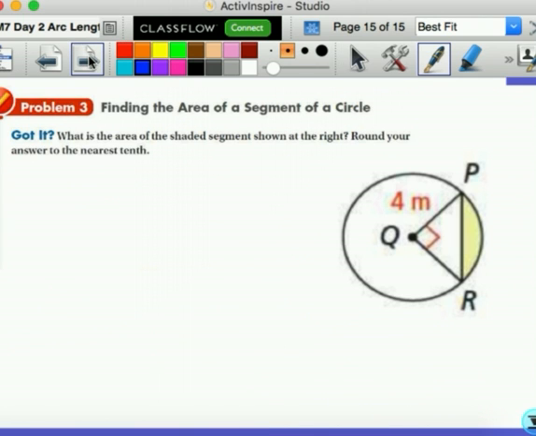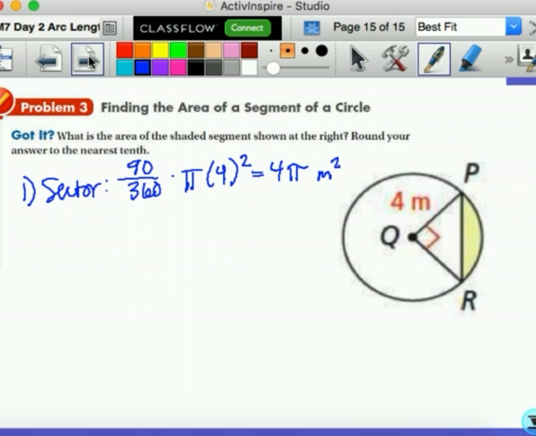The next one here, find the area of the segment again. So step 1, like we said, is to find the area of the sector. So take your measure out of 360 times pi r squared. So we've got 90 out of 360 times 4 squared. That's 4 pi square meters. Step 2 is to find the area of the triangle. So we do that by 1/2 base times height.